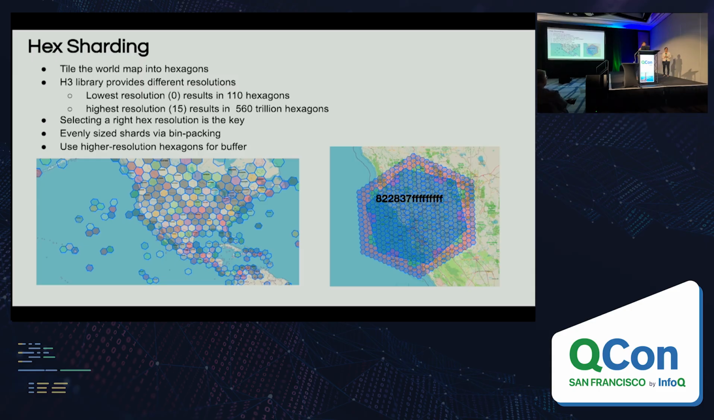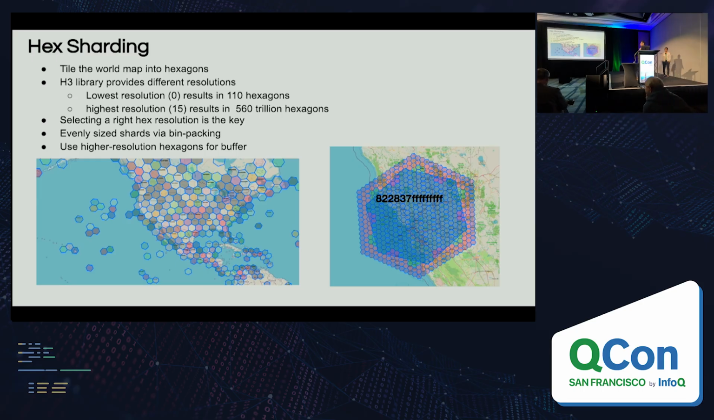So selecting the right resolution is the key for using hex sharding, and we use some observations and empirical data to decide the hex sizes. At Uber, we generally use hex size 2 or 3 for hex sharding. And again, we use the same approach of offline jobs to compute the shard boundaries. So basically, we pick a resolution, we compute the number of docs that map to each hex, and then group them into n equal shards using bin packing.